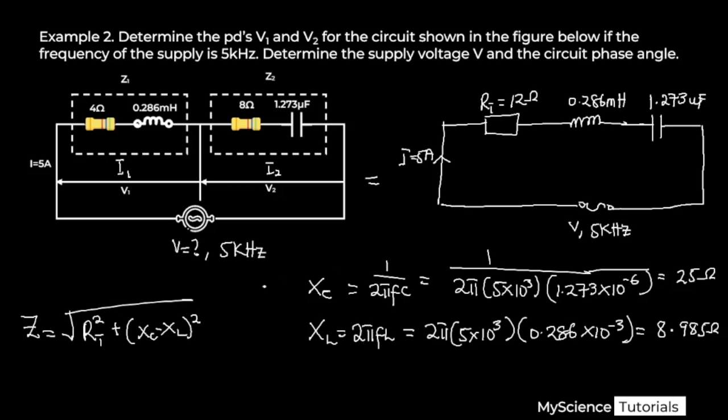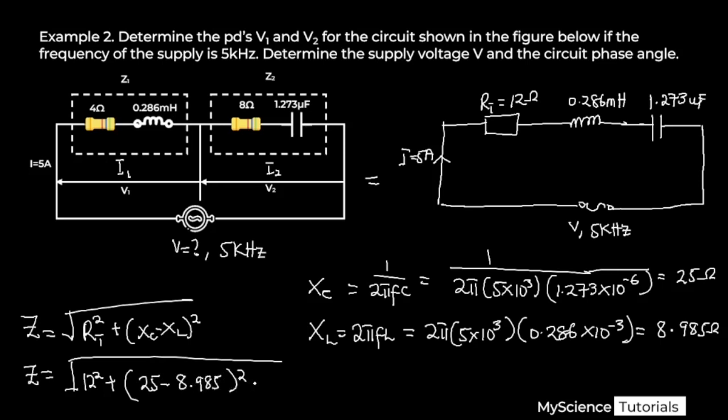inductive reactance. So let's do the substitution. So our impedance will now be equal to the root of resistor squared here, which is going to be 12 squared, plus our XC, which is 25, minus our XL, which is 8.985, all squared. So if we compute everything here into our calculator, our impedance Z is going to be equal to 20.01 ohms. So this is our impedance for this entire circuit.